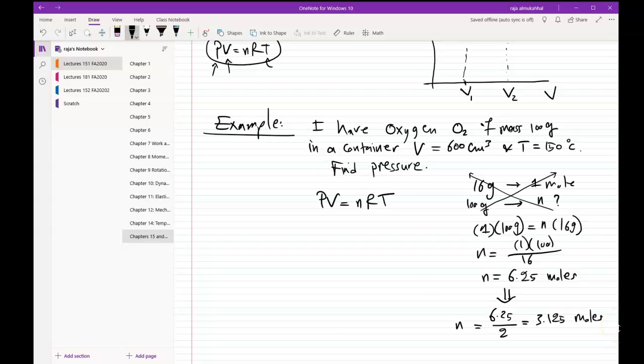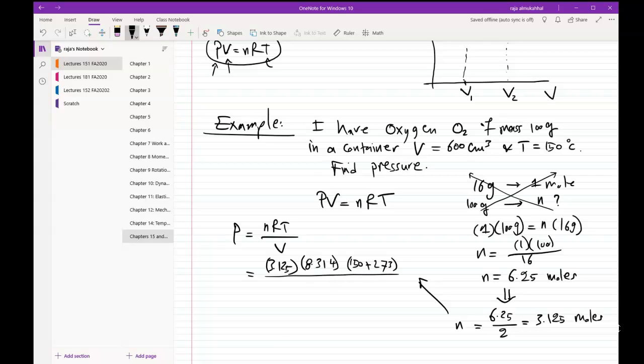Okay, and then I just go back and plug it into my ideal gas law. So P is equal to nRT divided by V, and I have everything here. So when I plug it in, I have number of moles is 3.125 times 8.314 times, oh, I forgot, so that will be 150 plus 273, is that right, guys?